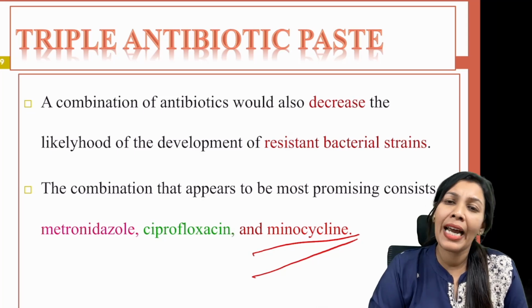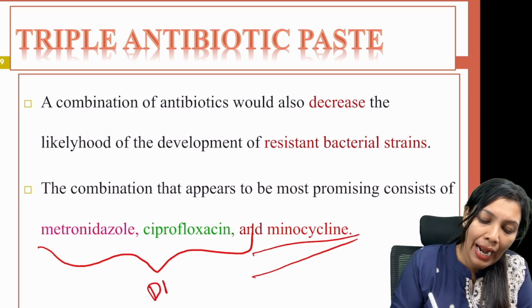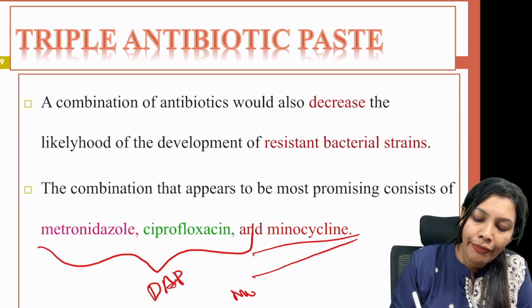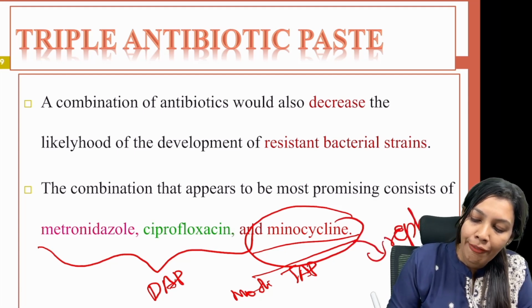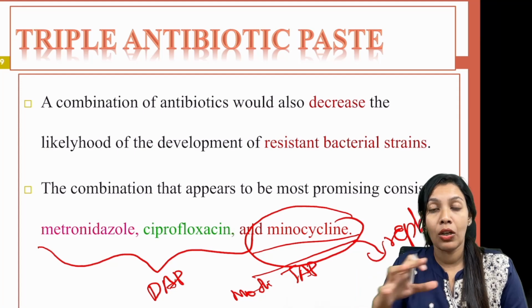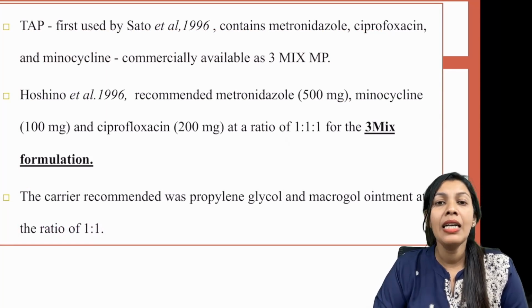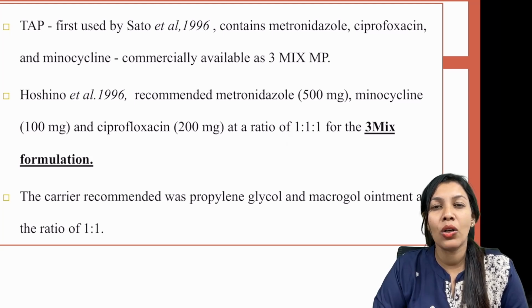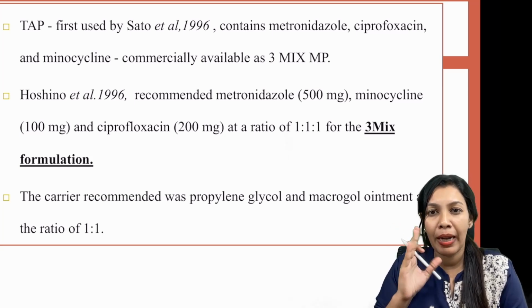So nowadays, we either use the metronidazole and ciprofloxacin combination, called double antibiotic paste, or a modified triple antibiotic paste is used. Instead of minocycline, we replace it with cephalosporins. This combination is called a modified triple antibiotic paste. Sato and Hoshina et al. were the people who commercialized it, and it is also called 3-mix MP paste. When you hear that, you need to think that it is triple antibiotic paste.